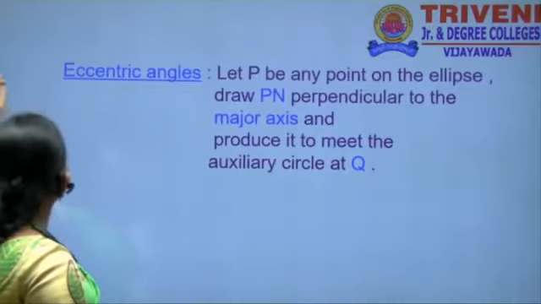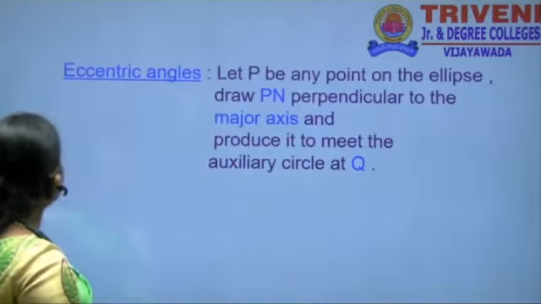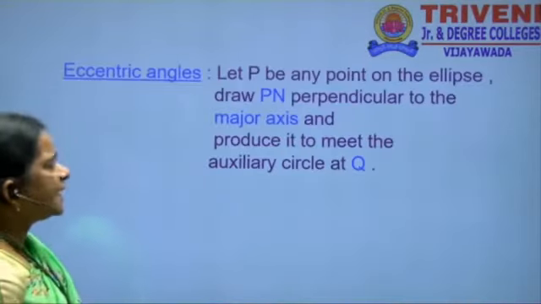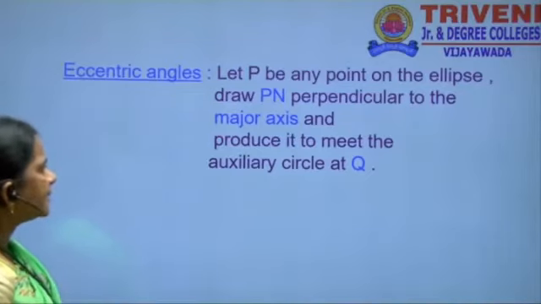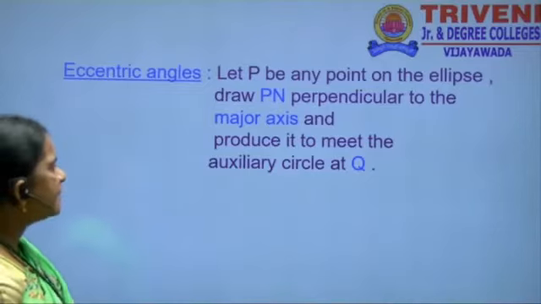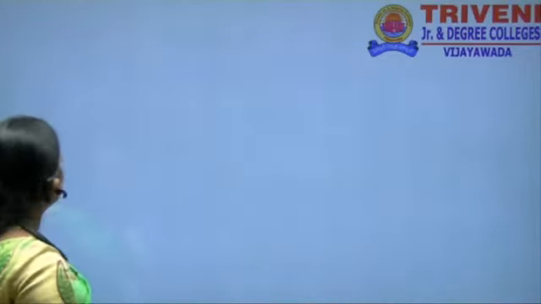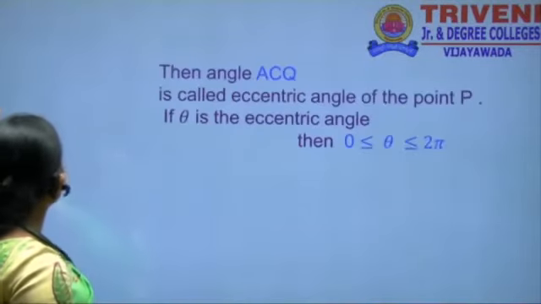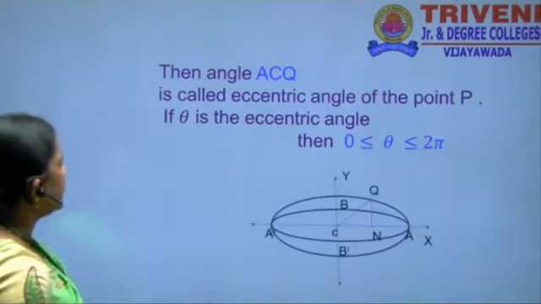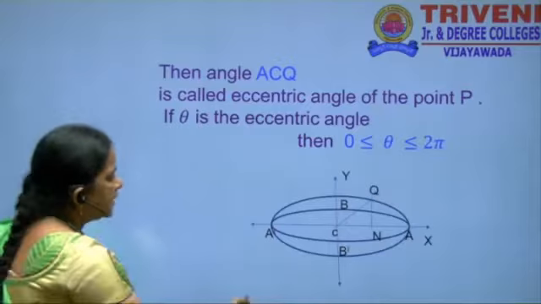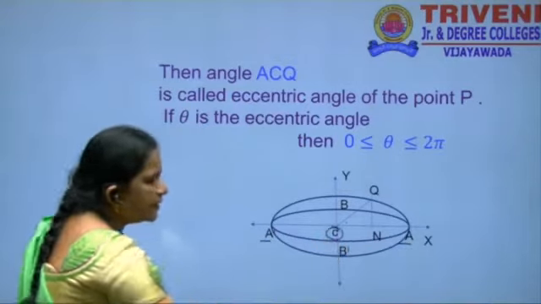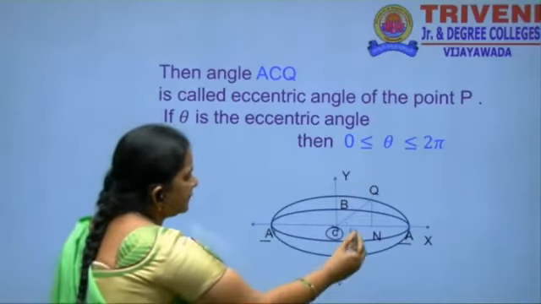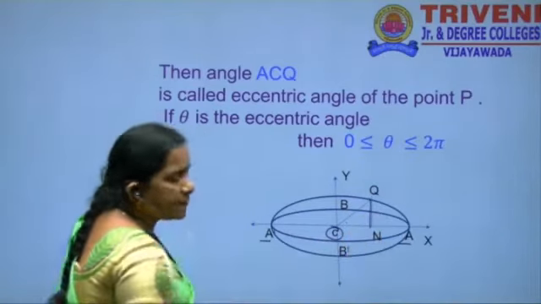Next one is eccentric angles. What are the eccentric angles? Here P is any point on the ellipse and PN is perpendicular to the major axis, that is perpendicular to the major axis, and produced to meet the auxiliary circle at Q. Then the angle ACQ. Here A and A dash are the vertices, C is the center of the ellipse, and QN is the perpendicular.